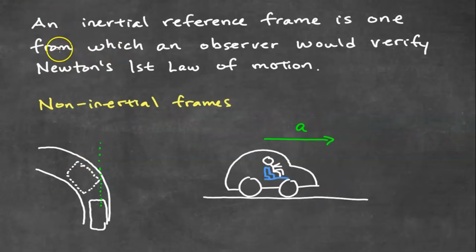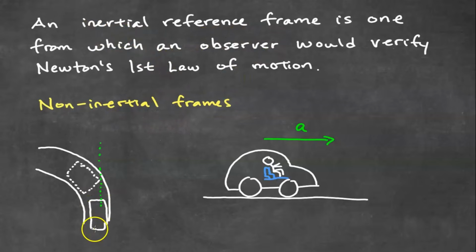Next, we're going to take a look at an inertial reference frame. So an inertial reference frame is one from which an observer would verify Newton's first law of motion. Now, I find it more helpful to think about non-inertial reference frames. By understanding non-inertial reference frames, I think it'll help you to understand what an inertial reference frame is.